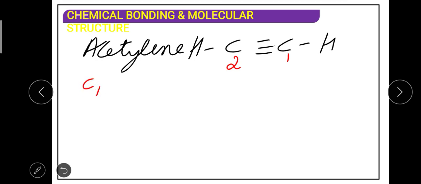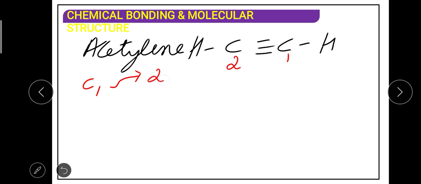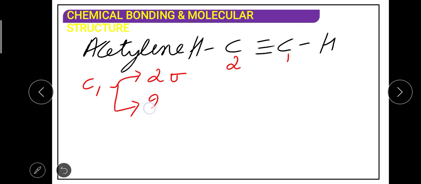C1, how many sigma bonds are there? One here and another one here. So if you observe, it is going to be 2 sigma bonds. Next, how many pi bonds does it have? Let me take the pointer. For the first carbon, there are 2 pi bonds. So we write 2 pi bonds.